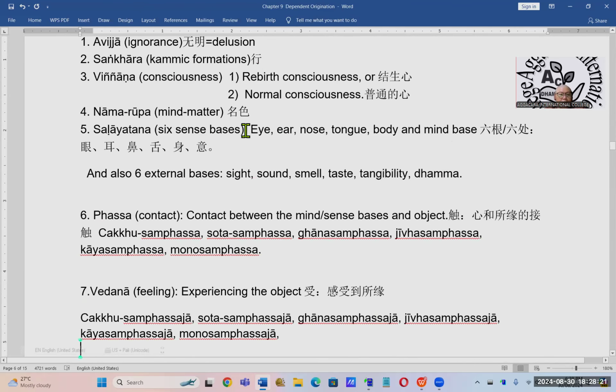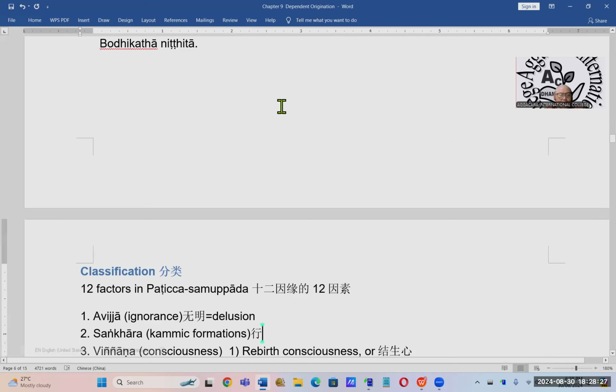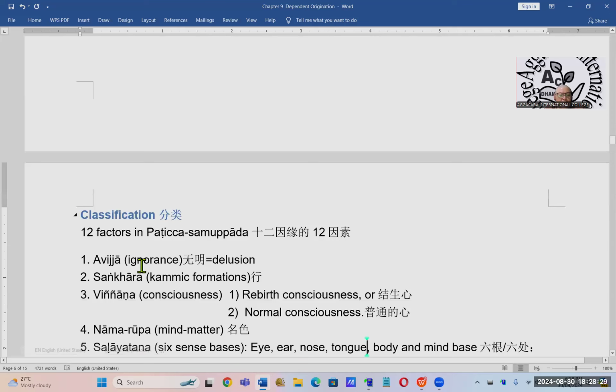Okay, so you can see here on page number 6. There's a term here. If you want to write extra information, you can write here. Now, what is avijja?